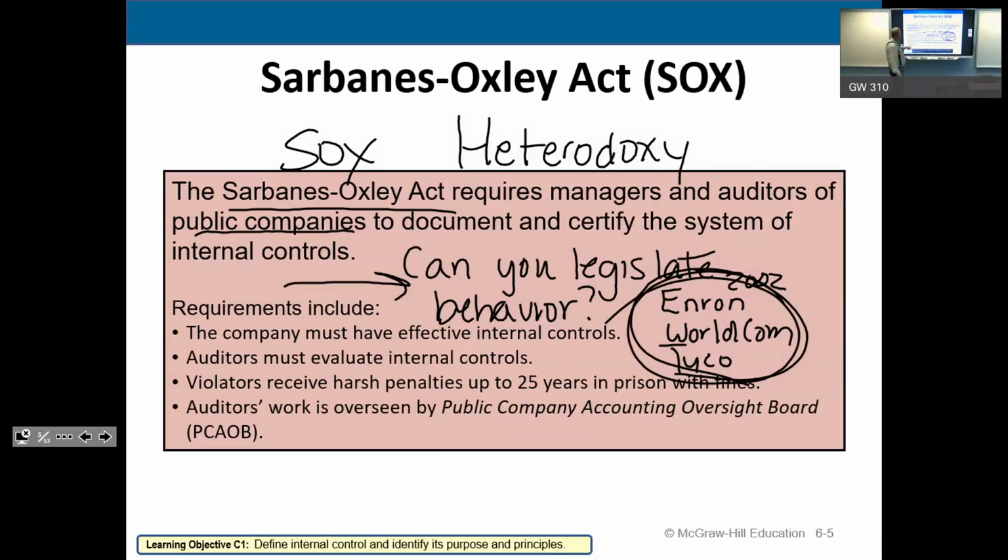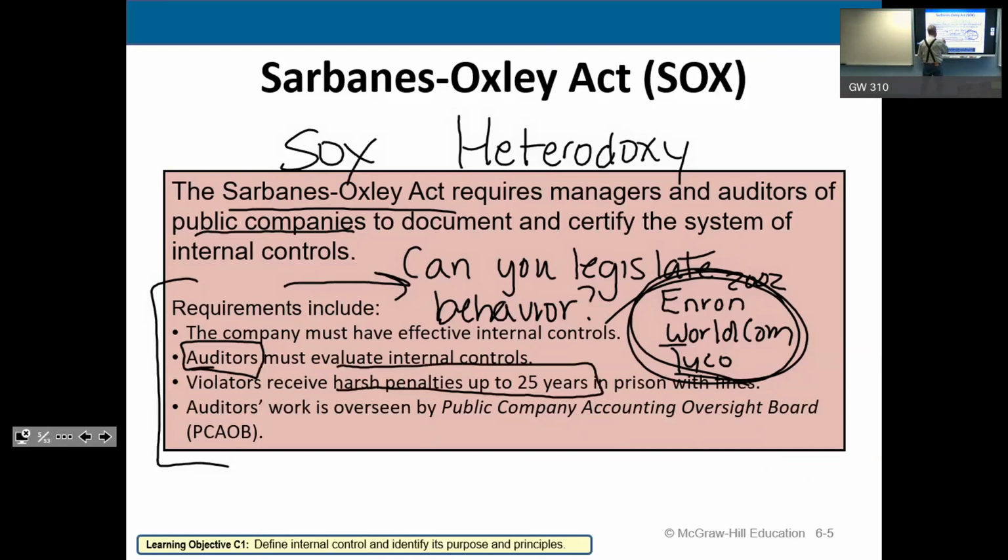So, this is all a good idea though. This is where you come in when you go to a company and you say, oh, the company has effective internal controls. Auditors must evaluate them. Auditors, these are outside people that come in and go, okay, what are your internal controls like? Violators face harsh penalties, up to 25 years in prison. This is bullshit, because there's not a CEO in the world that wouldn't say, I didn't know this was going on. It was them. So that has no teeth. It's just rhetoric. It's just talking.